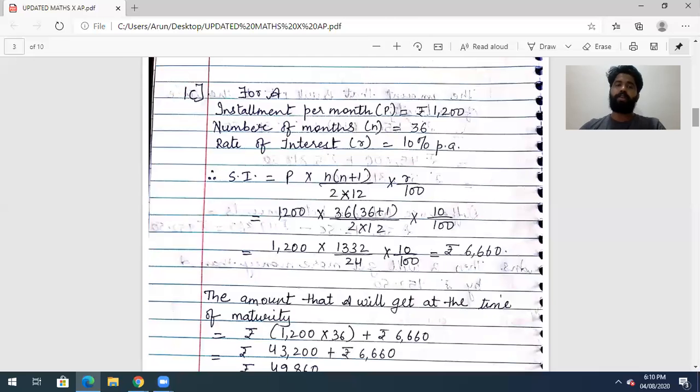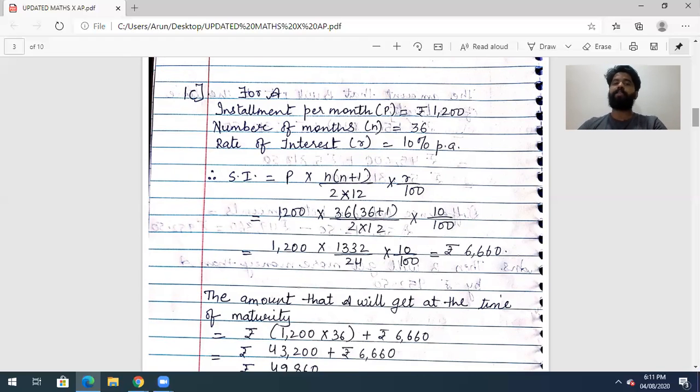All right. So the question states each of A and B both opened recurring deposit accounts in a bank. If A deposited rupees 1200 per month for 3 years and B deposited rupees 1500 per month for 2.5 years, find on maturity who will get more amount and by how much. The rate of interest that is paid by the bank is 10% per annum. We'll write the data separately for A, make the calculations for A, then we'll make the calculations for B, and then we'll compare which person is getting more.